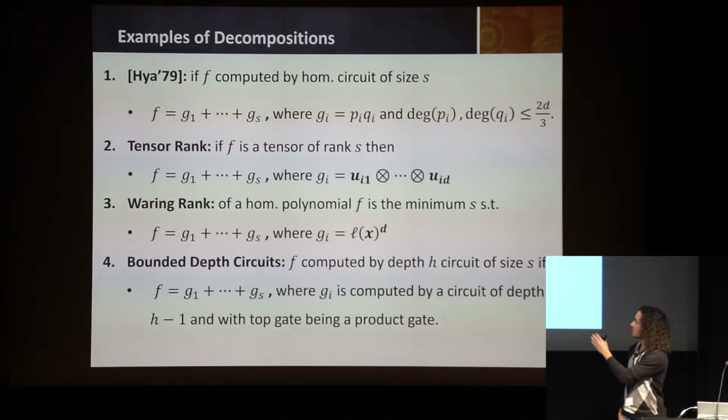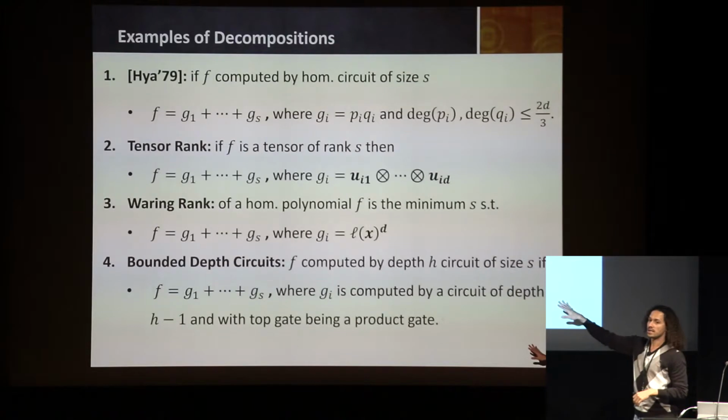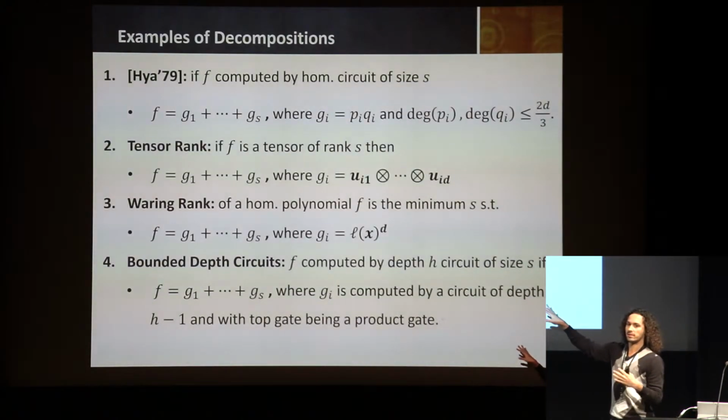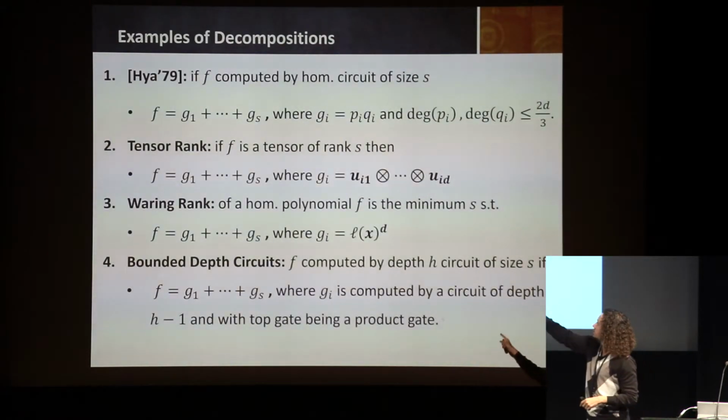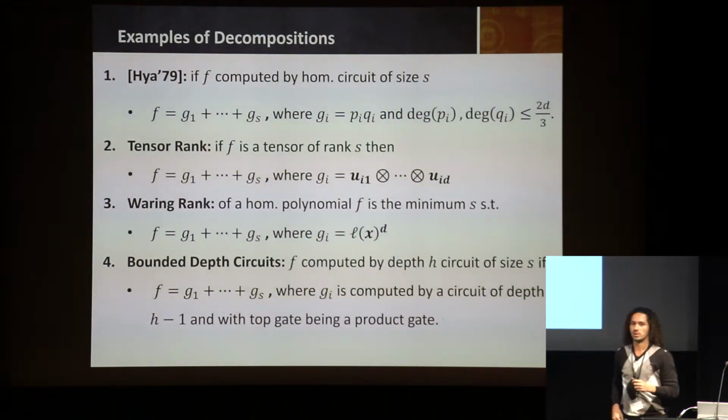Now, as I promised, Waring rank. If I give you a homogeneous polynomial f, again in n variables and degree d, the Waring rank of the polynomial f is the minimum s such that f can be written as a sum of powers of linear forms. So each gi is a power of a linear form. That's what the simple polynomial is.